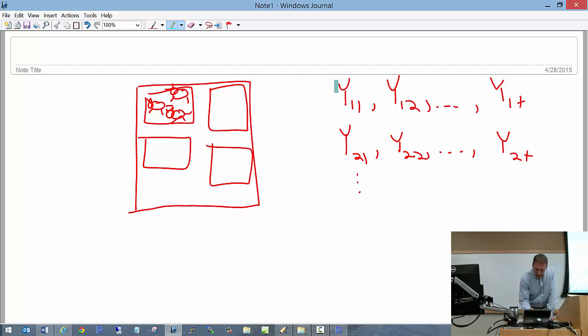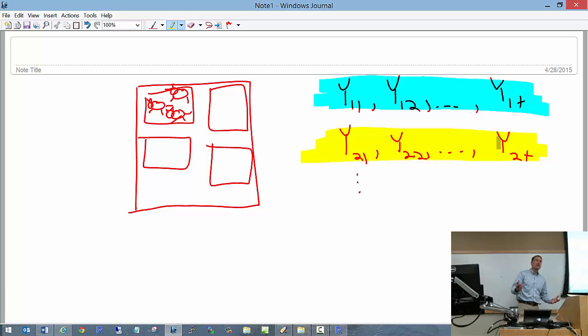Now, what you would expect is that these Ys that I'm highlighting in blue are correlated in some way. They're dependent. Probably expect them to be positively dependent. The ones in yellow are likely to be positively dependent because it's the same individual that's contributing those responses.